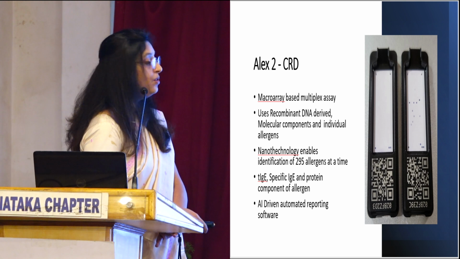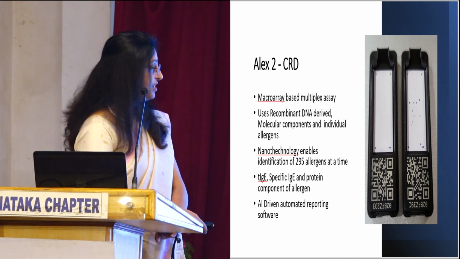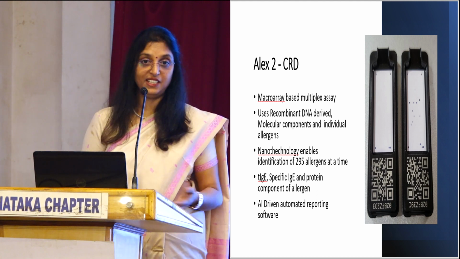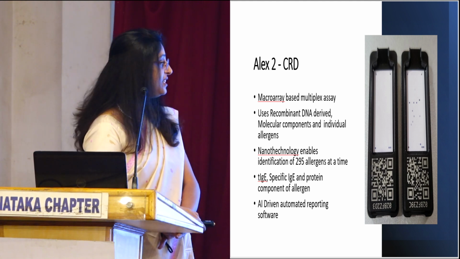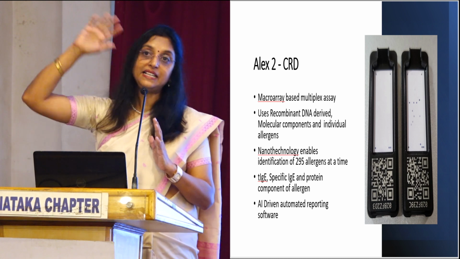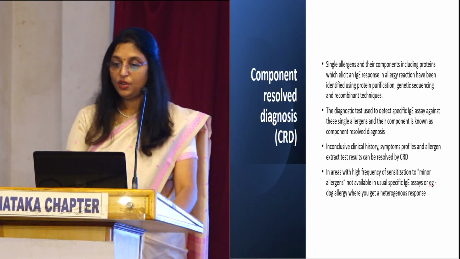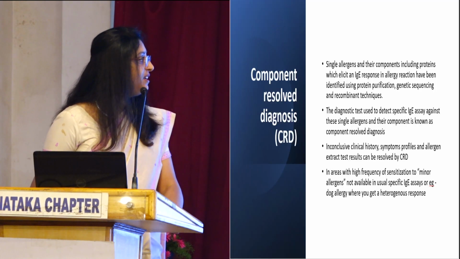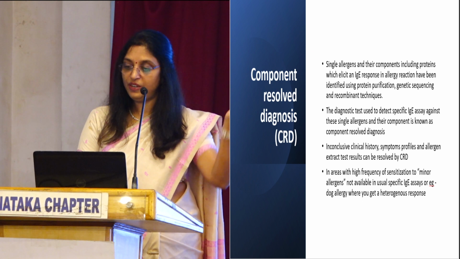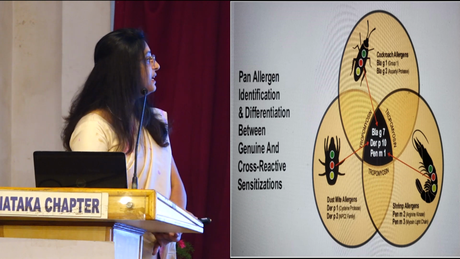In this particular assay you are measuring a total IgE, a specific IgE and the protein component of the allergen. The reporting is done by AI; artificial intelligence has really become a boon for all of us in diagnostics, with automated reporting software which gets networked directly to the allergy center and comes with the report accordingly. This really helps when you have an inconclusive clinical history, symptom profile or extract results, and in areas with high frequency of sensitization. What does this do? It basically identifies pan-allergens.